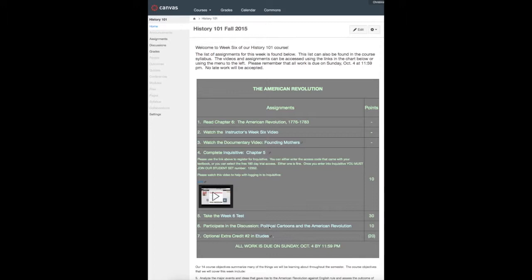American Revolution. And in this discussion, you are going to be conducting an internet search for credible sites, and you are going to pick a political cartoon. And you're going to use another website which gives you instructions about how to analyze cartoons to analyze that political cartoon. And then finally, there is an optional extra credit in Etudes.